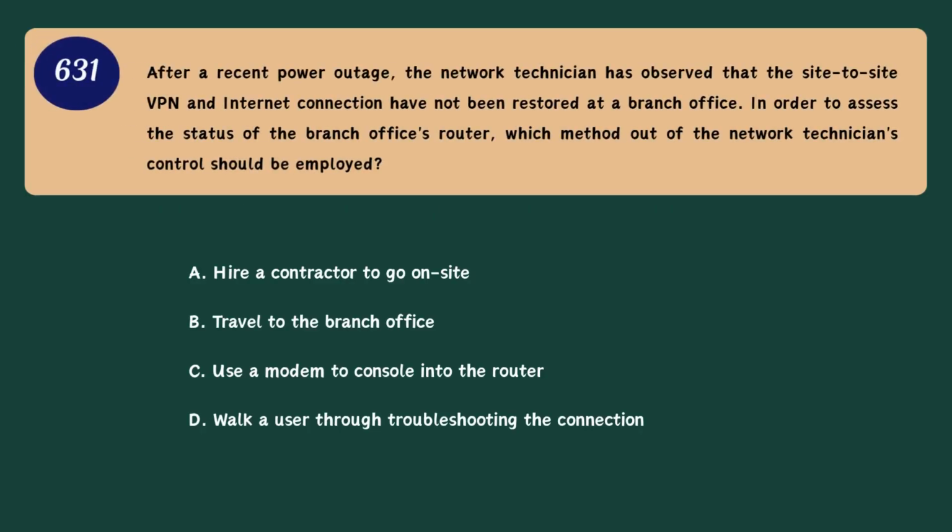Question 631. After a recent power outage, the network technician has observed that the site-to-site VPN and internet connection have not been restored at a branch office. In order to assess the status of the branch office's router, which method out of the network technician's control should be employed? A. Hire a contractor to go on site. B. Travel to the branch office. C. Use a modem to console into the router. D. Walk a user through troubleshooting the connection.